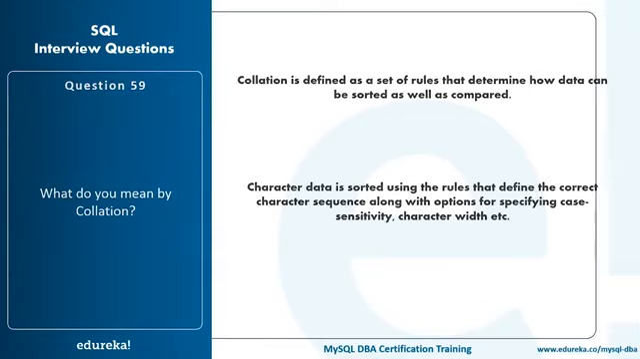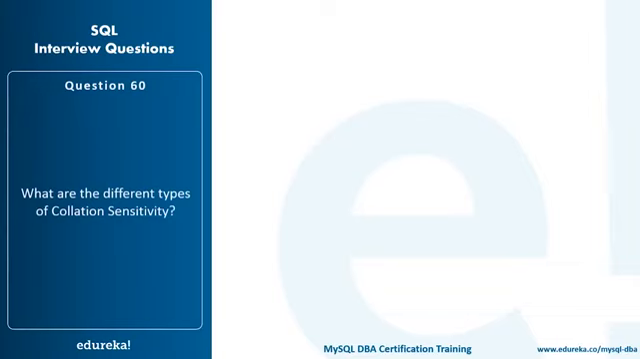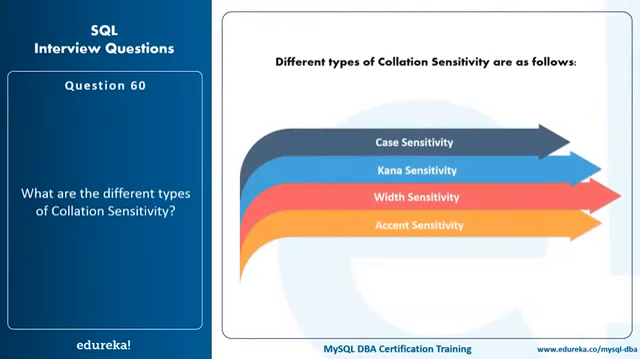Now let's move forward with the next question: what are the different types of collation sensitivity? The different types of collation sensitivity are case sensitivity, kana sensitivity, width sensitivity, and accent sensitivity. So guys, these are the 4 main types of sensitivities of collation.